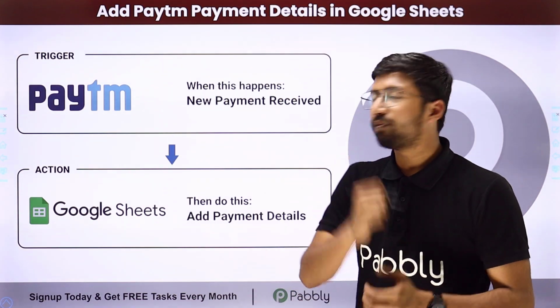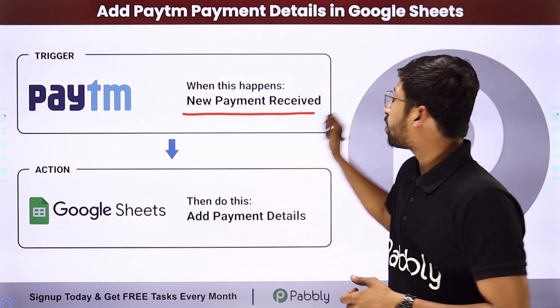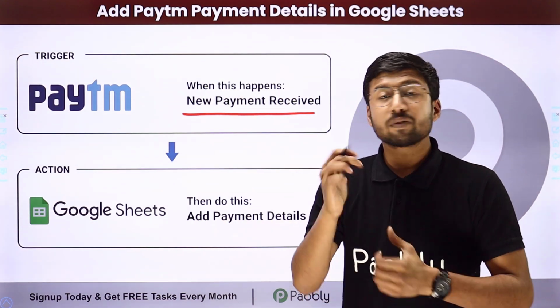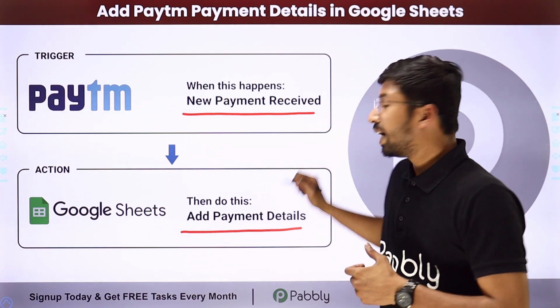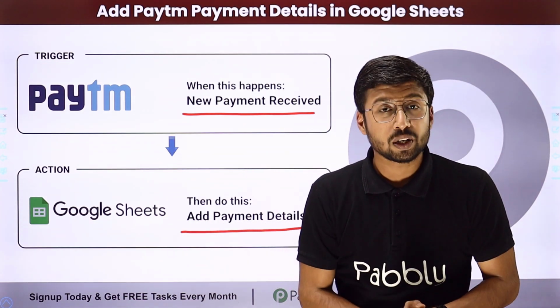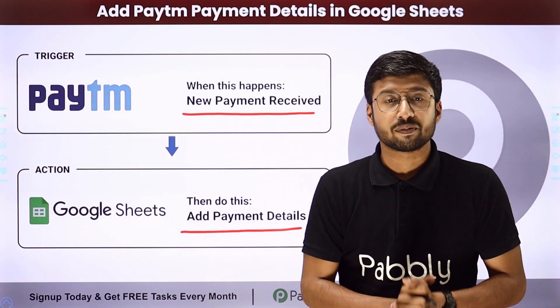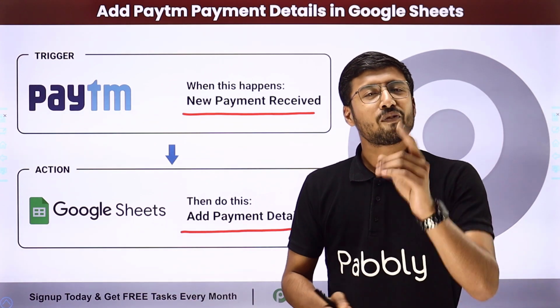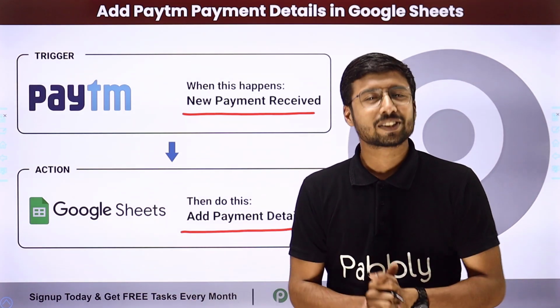So in this automation, whenever we are going to receive a new payment from the customers in Paytm, automatically we are going to add the details of that payment in our Google Sheets. In this way, you can have a complete record of all the payments which you are receiving on Paytm in Google Sheets itself. Now, if you want to know how you can set up this kind of automation for yourself, for that you just have to come with me to my screen.